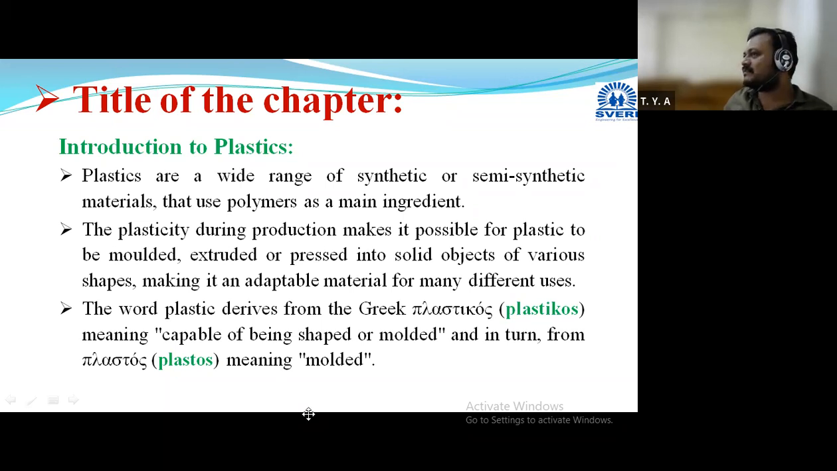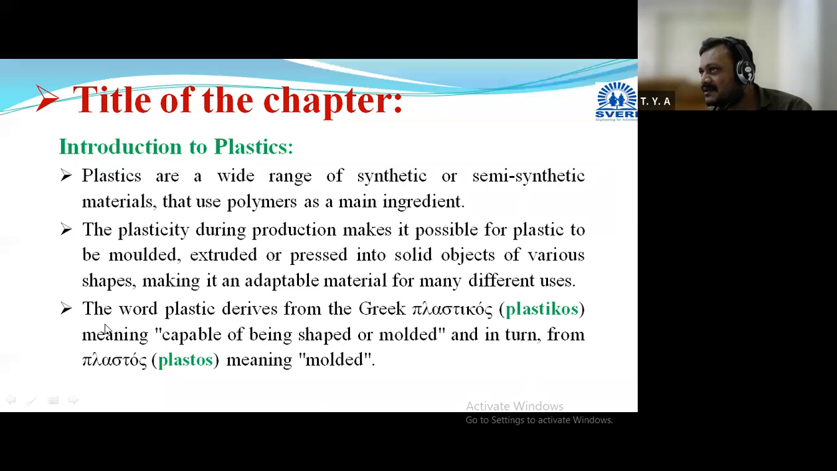You are surrounded with plastic materials only. And what is the exact meaning of plastic material? Okay, before going to that, I will first tell you from where the word plastic is derived. Please refer to the last point.